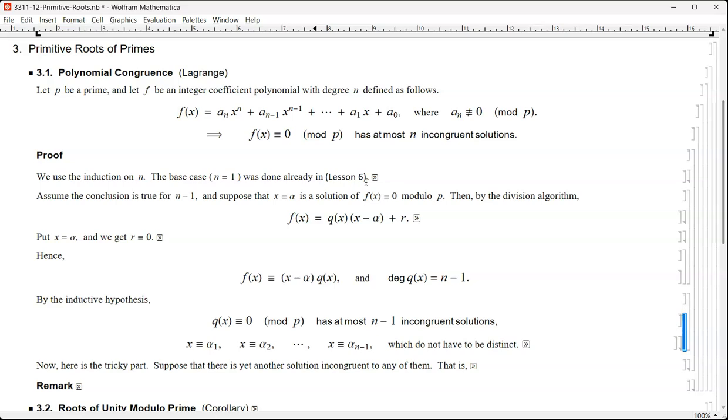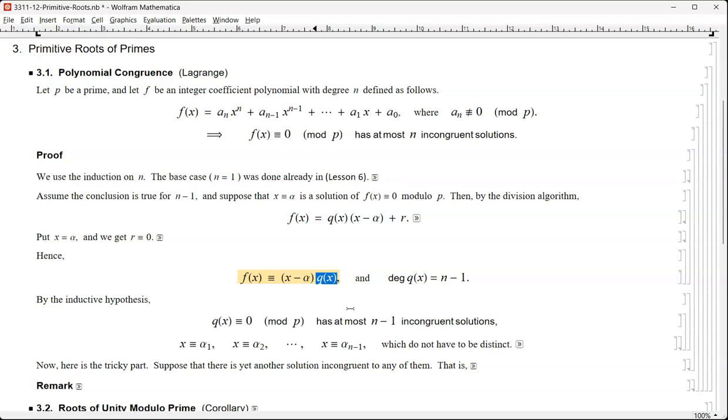Now, we got up to here, at most n minus 1 incongruent solutions for q. Now for f, well, we know alpha 1, alpha 2, up to alpha n minus 1 are solutions for f as well, because q of those alpha i is 0. So 0 times something is 0, so yeah.